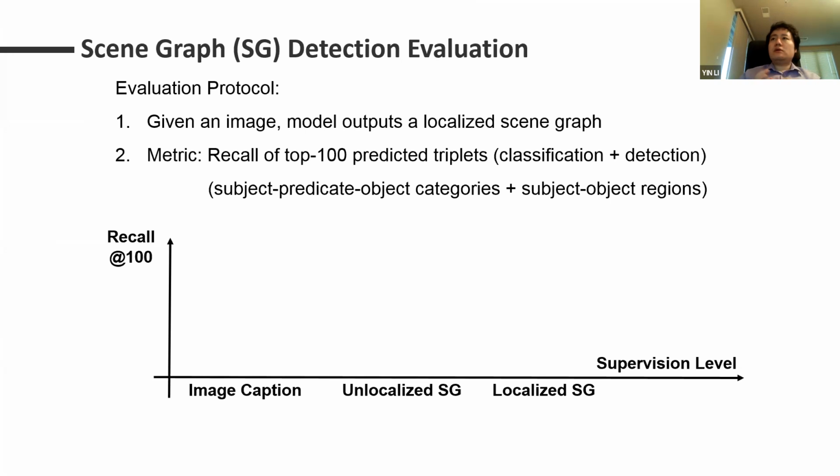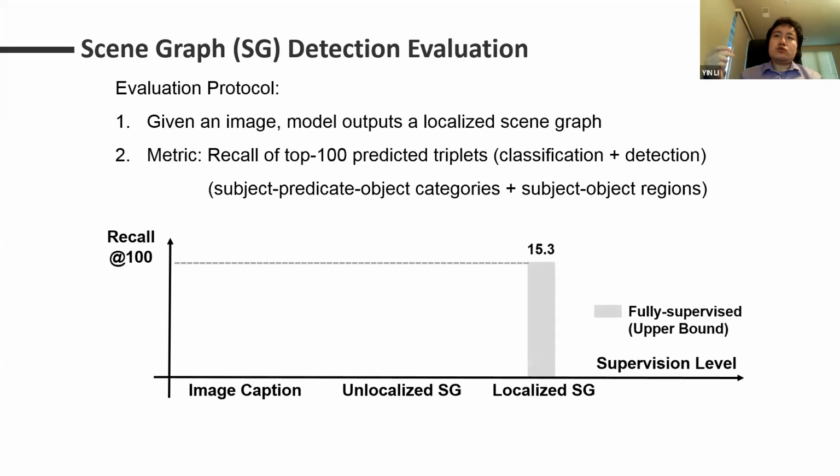Let's consider a single triplet. A triplet is labeled as positive only if both the subject bounding box and the object bounding box overlap with the ground truth by more than a certain threshold. That part is detection, right? So you have to detect both the subject noun and the object noun. And we also have to classify the predicate; you have to get that classification right. So it's a classification plus detection problem. It's quite challenging.